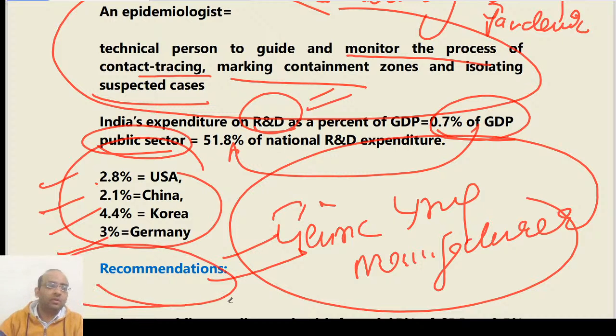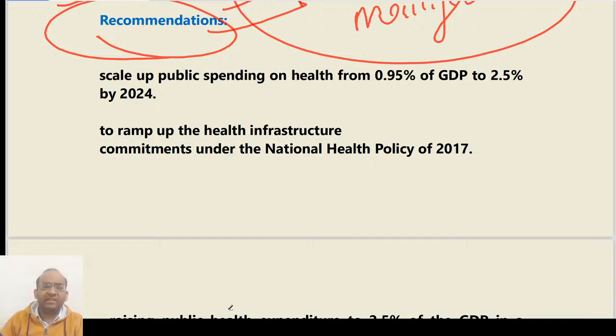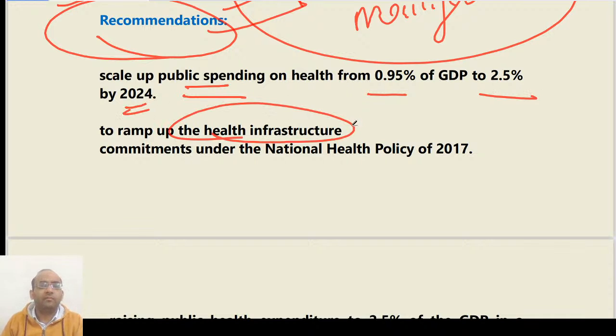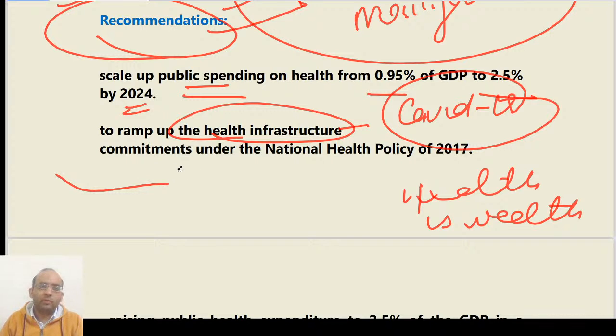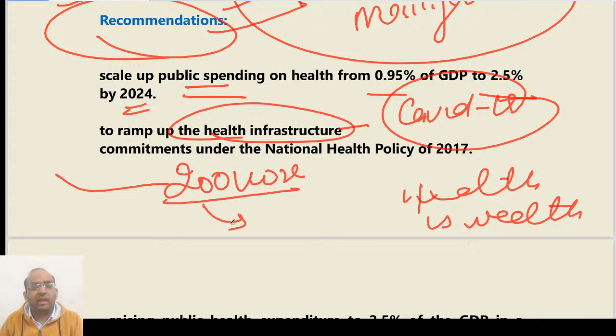So what are the recommendations of the 15th Finance Commission? It said we need to increase public spending on health from 0.95% to 2.5% by 2024, so that we can build up health infrastructure. Why? First, because COVID-19 has shown that health is wealth. What does it mean? Suppose you make a target that you want to become the richest person in the world and you earn 200 crore rupees in your lifetime. Until the age of 45, you are able to earn 200 crore rupees.